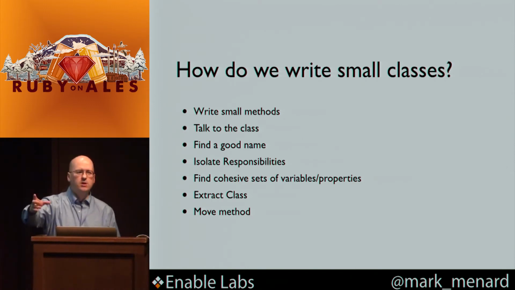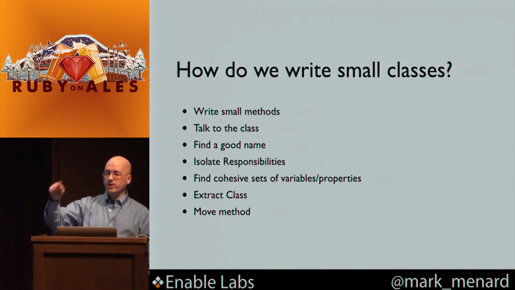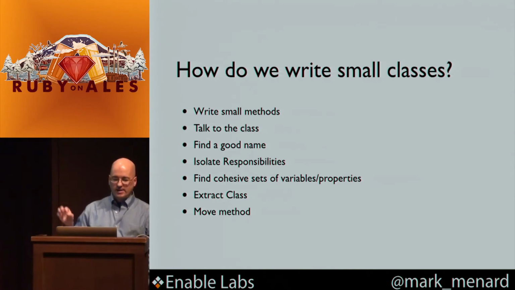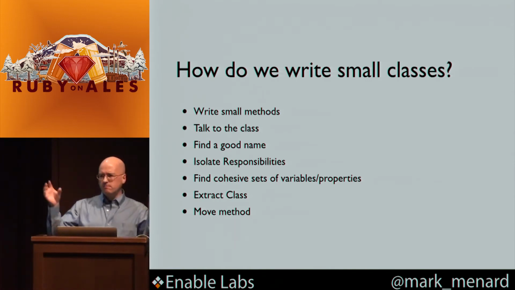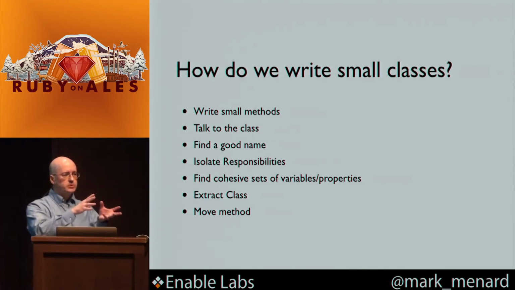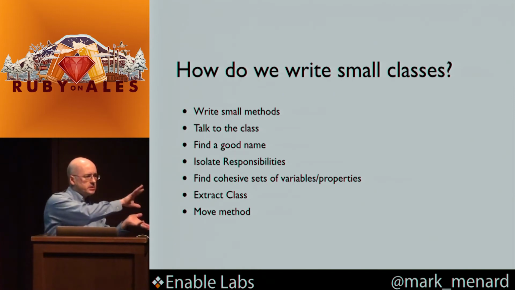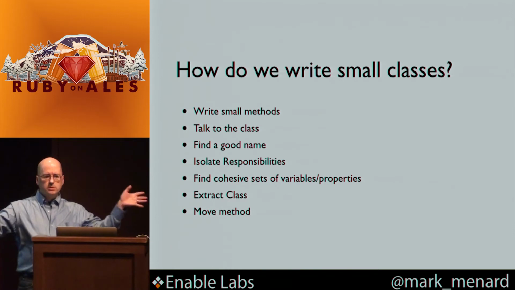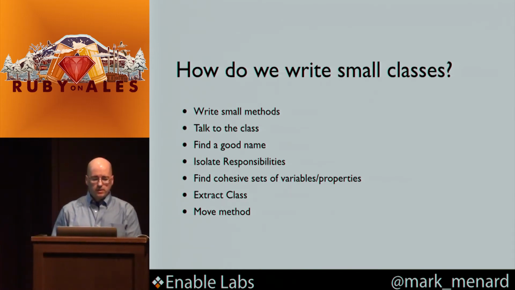Ever hear talk to the rubber duck? Anybody have a stuffed animal or a duck on their desk to talk to, to explain a problem to, so they can tell you what's wrong? Talk to your classes. Find a good name. Isolate the responsibilities. Find properties or attributes of those classes that go together. This set of methods is using these attributes. This set of methods is using those attributes. And they don't seem to be crossing over. You probably have two concepts that are in one class. And the tools are extract class and move method that we're going to use here.